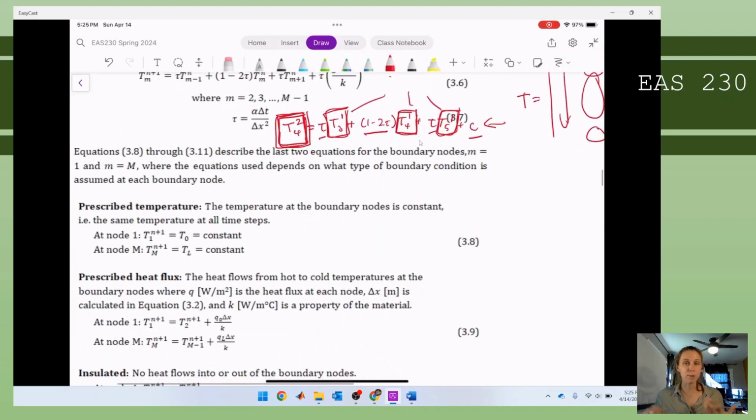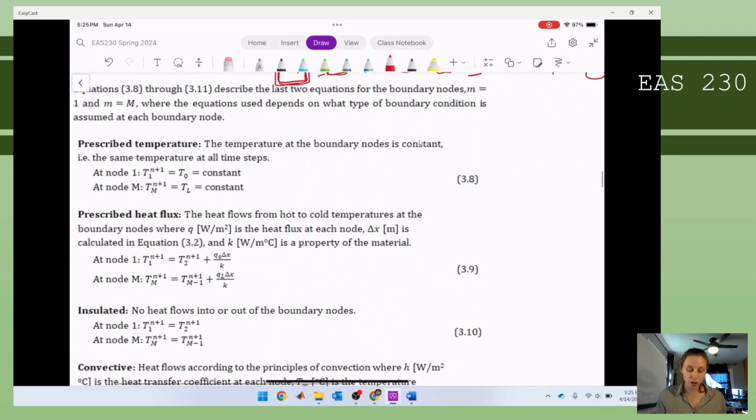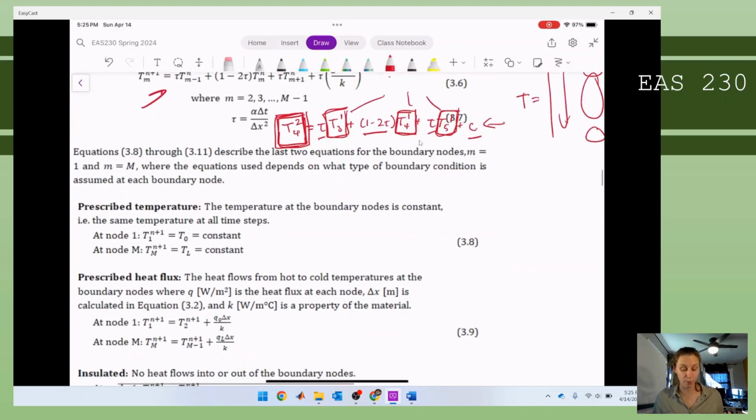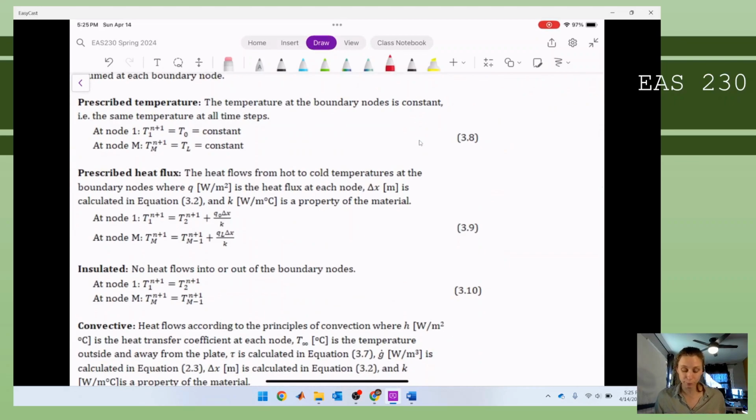So note, I mentioned the boundary nodes, the boundary conditions. These equations read the same way. If you can understand this equation, you should be able to extrapolate it to understand these equations. So T1 at 2 equals just a constant. T1 or Tm at 2 is the same constant or a different constant, TL.